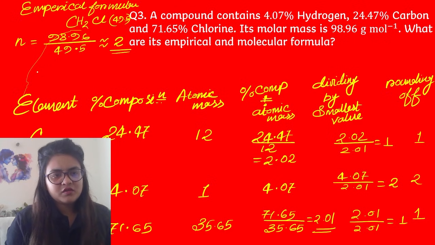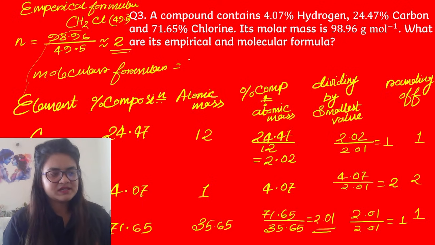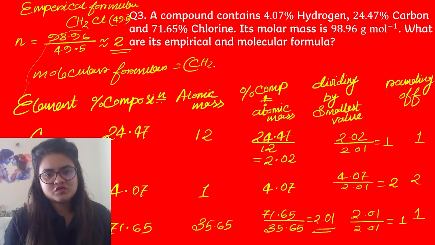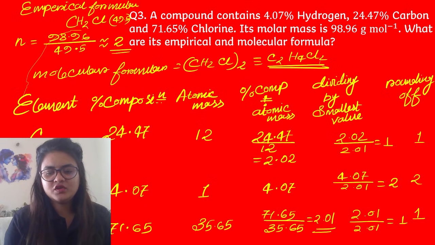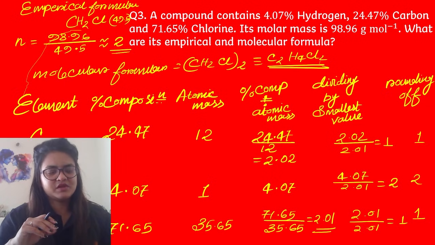Now in order to find the molecular formula, you just have to take the empirical formula whole n, that is the formula for the molecular formula. So CH2Cl whole twice, right? Because the n value is 2. So overall it will come as C2H4Cl2. So that is my answer. I guess it's clear to you. This type of problem you can expect in your examination, and this is the most relevant problem.